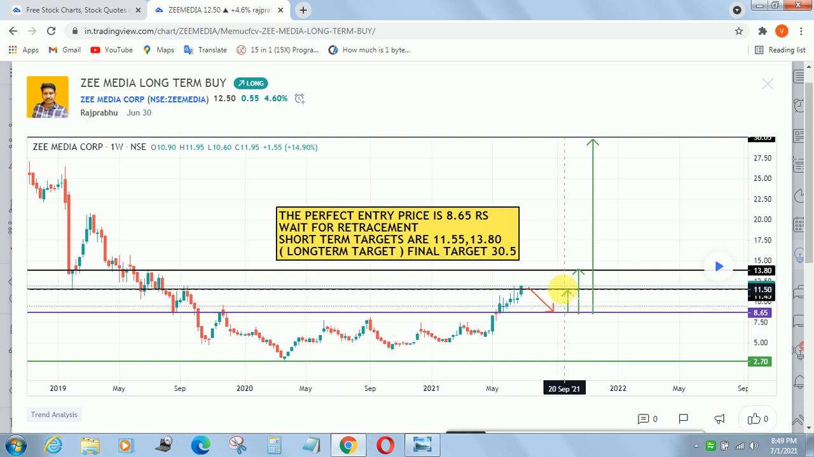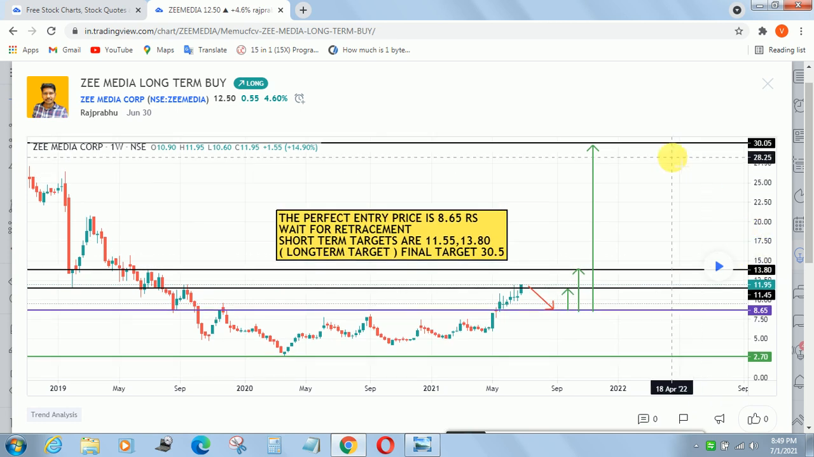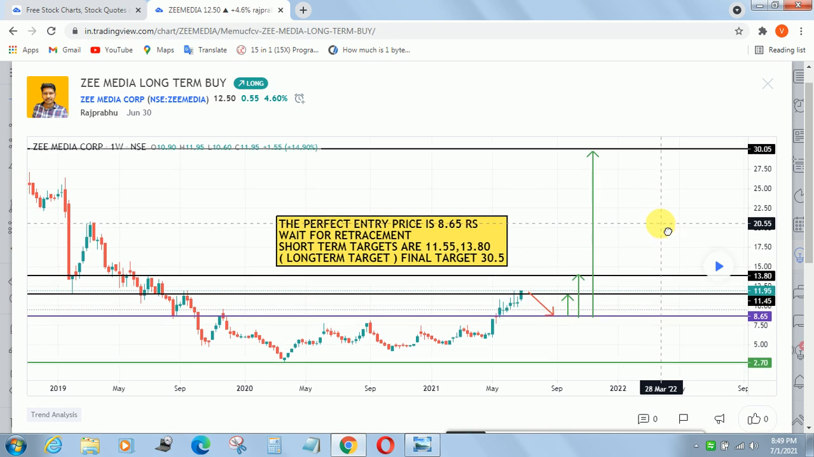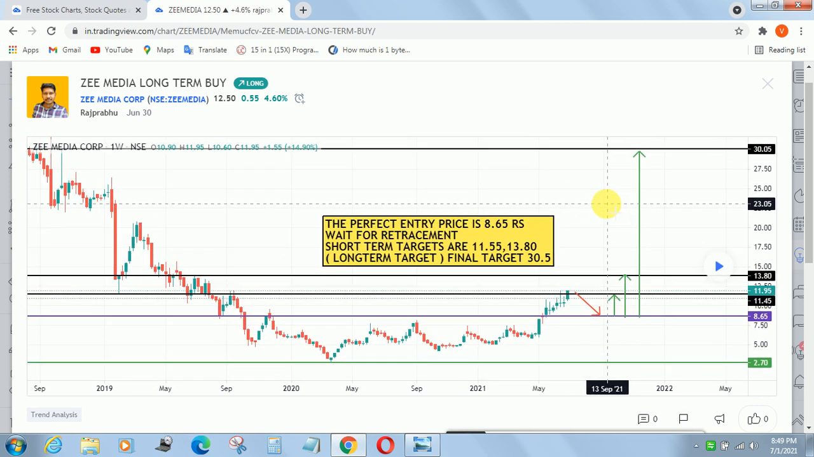The black lines are perfect targets. See here, this is a high chance. If the trend is strong, in future it may go to 30 rupees. If the trend is weak, otherwise the trend will fail, and it may go down. It is based upon market condition.